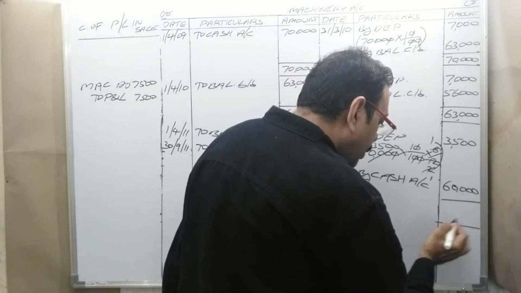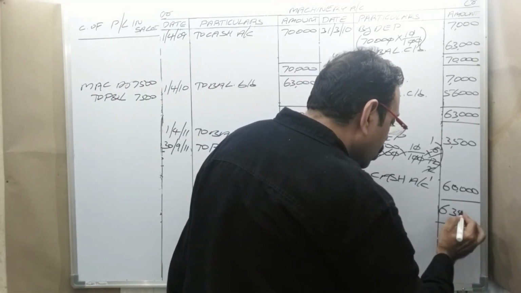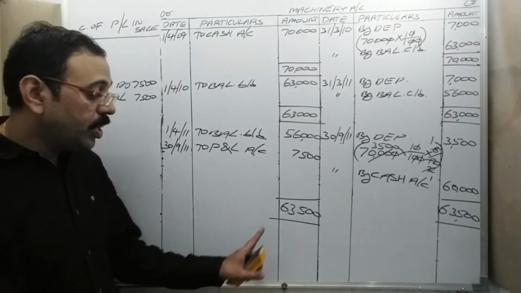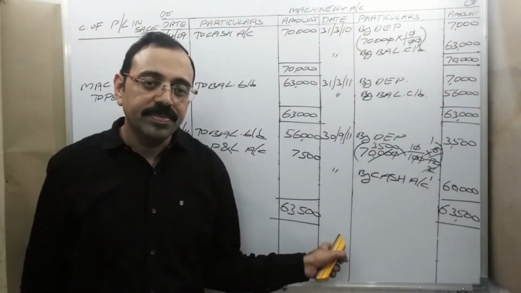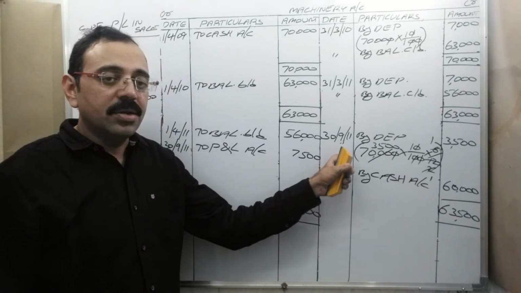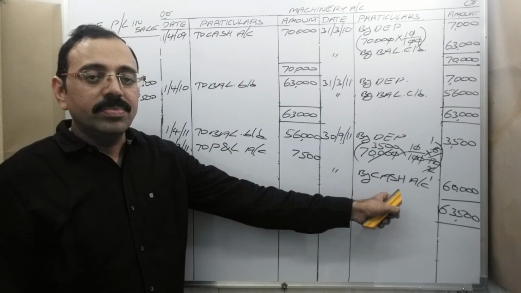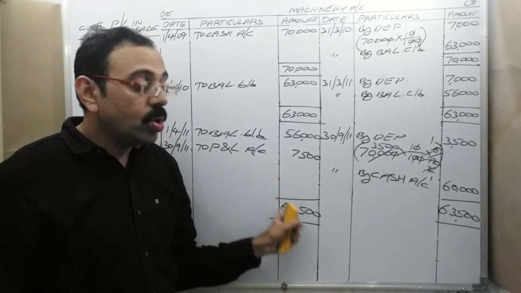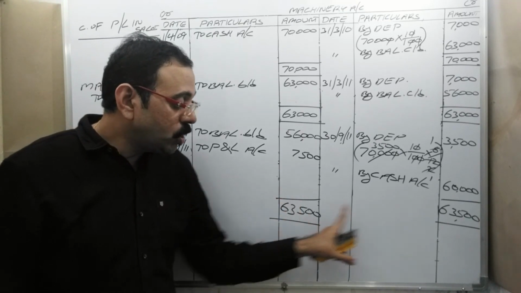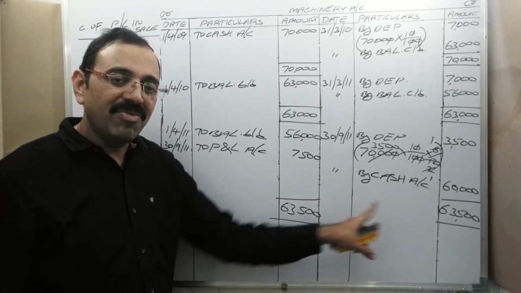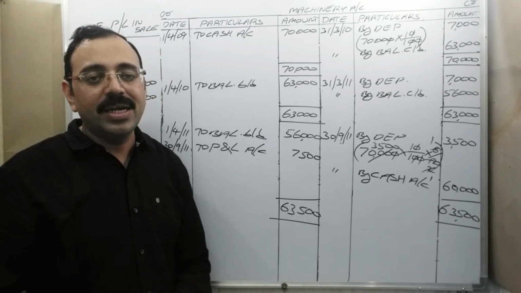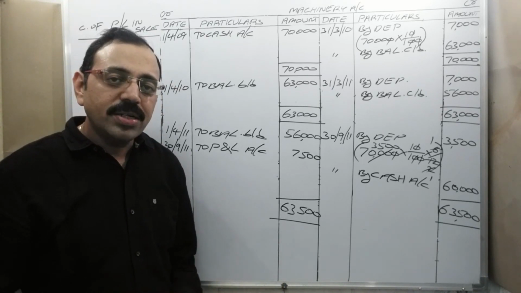Then, debit side total is 63,500 and credit side also we should get the same amount. Then only your problem is correct. Why like this? Because in third year asset is sold. So asset account should not show any balance carried up. Assume that these two amounts are not same. Some difference is coming. What is the meaning of that? Still there is some asset which is not correct.